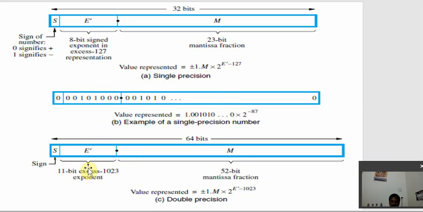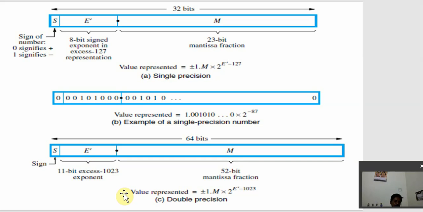Coming to the double precision format, it takes 64 bits in length. One bit is taken for the sign and 11 bits for the exponent. Whenever it takes 11 bits for the exponent, it uses excess 1023 code, and 52 bits for the mantissa representation. So the value represented here is in this fashion.